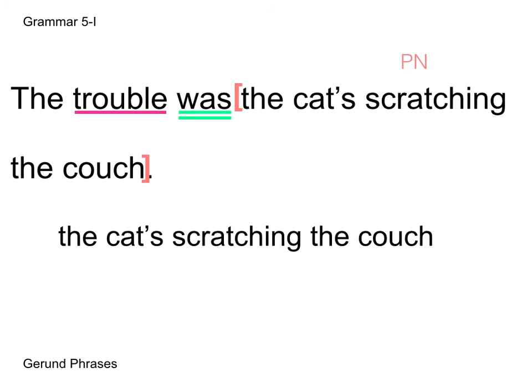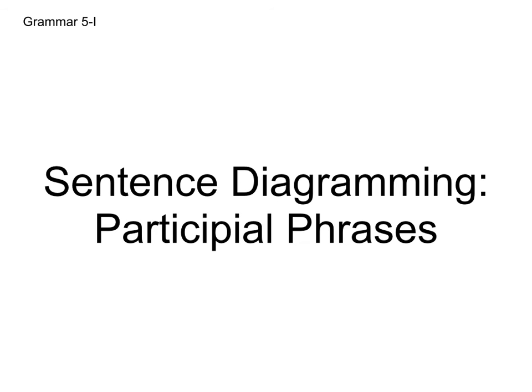So now that we have our phrase taken out, we know that our gerund is scratching. That's our verbal. And couch is receiving the action of that verbal, making it the direct object of the phrase. And who or what is doing the scratching? The cat. The cat is completing the action, therefore it is the subject of our phrase. Now we're going to look at sentence diagramming with participial phrases to finish up this video.